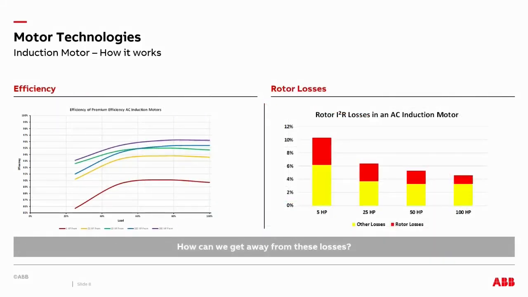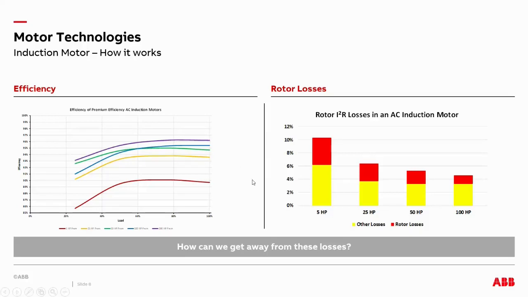So let's shift a bit and talk about efficiencies and losses. As you can see in the chart on the left, the larger the size of the motor, the higher the efficiency. As an example, this red line here is a 5 horsepower line, and the purple one up here is a 200 horsepower line.